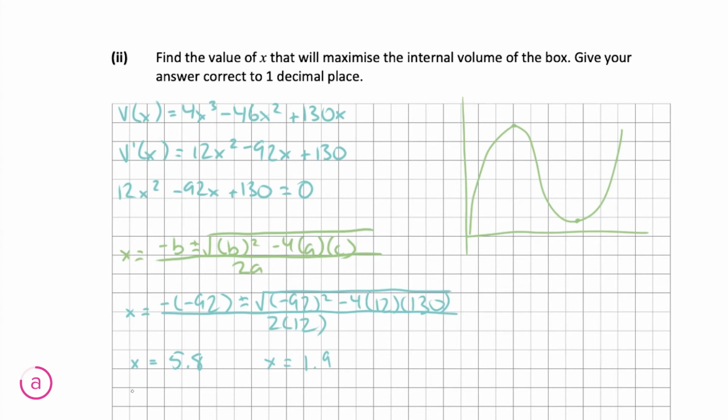Now we know that this x value cannot be 5.8 because the length of one of the sides is 10. So if we were to take 5.8 away from that twice, that is not possible. So the answer is x = 1.9 centimeters.